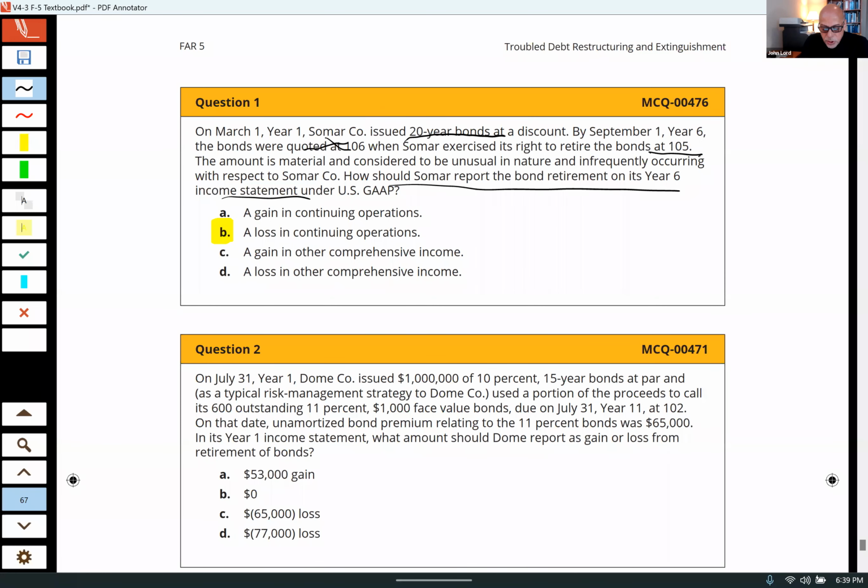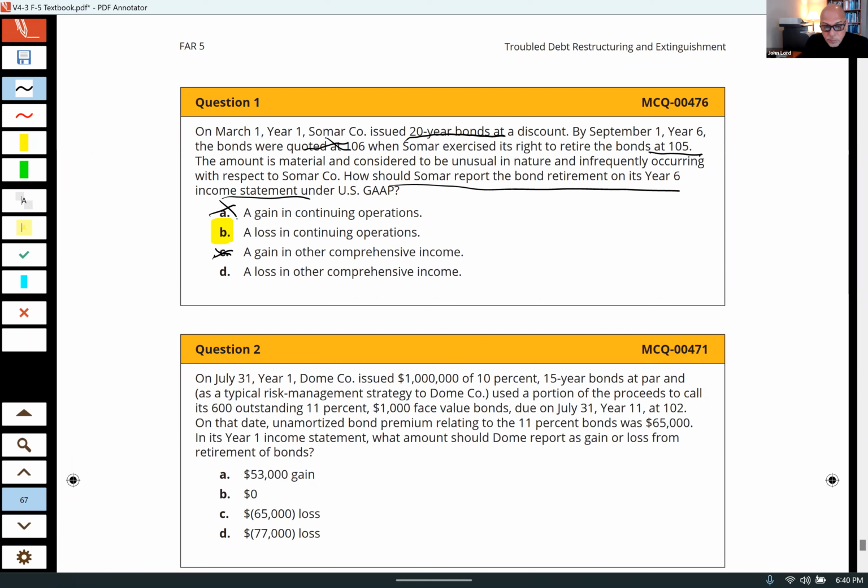If the bonds were issued at a discount, would they still be at a discount in year six if they're 20-year bonds? Yeah, it's going to take a full 20 years before they come up to face, right? So the bonds are still being carried at a discount, and I'm having to pay more than face to retire these bonds. So since I'm going to have to pay more than face and the bonds' carrying amount is less than face because they were issued at a discount, there is no way that there can be a gain on this. We know it's going to be a loss, right?